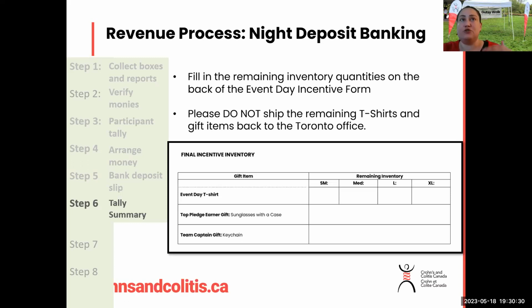So you need to enter how many t-shirts you have left, and then the top pledge earner gifts, like the sunglasses with a case and the keychain. We need to know how many you have left, so we will know in case we need them. We reach out to you, or your staff partner contacts you to arrange shipments to people who didn't get their prize. Or maybe if they didn't come to the walk because they wanted to attend virtually, in that case, we will need to arrange the shipments to these people.